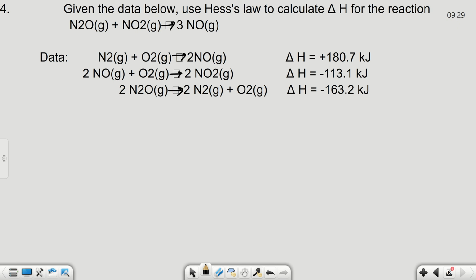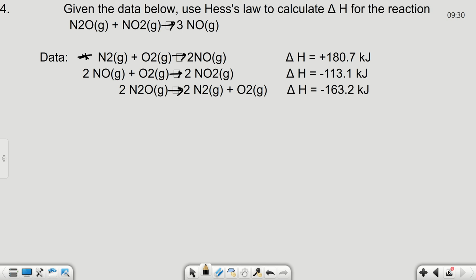So I need NOs on the product side, I believe, for the most part. I think that's what I'm looking for. All right, but I only want 3. Yep, okay, I think I remember where we're going with it. So I don't think I'm going to do anything to this first reaction. I'm going to leave it as is so that enthalpy doesn't change.